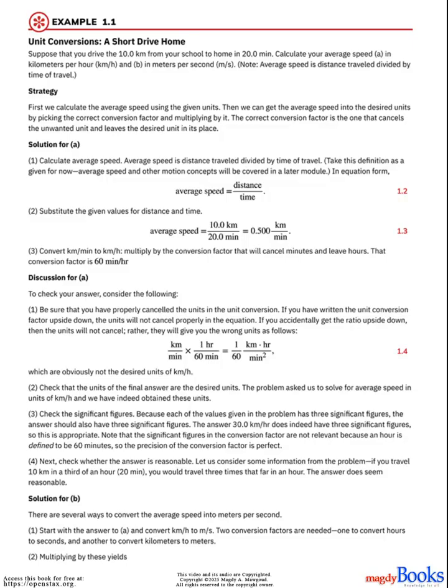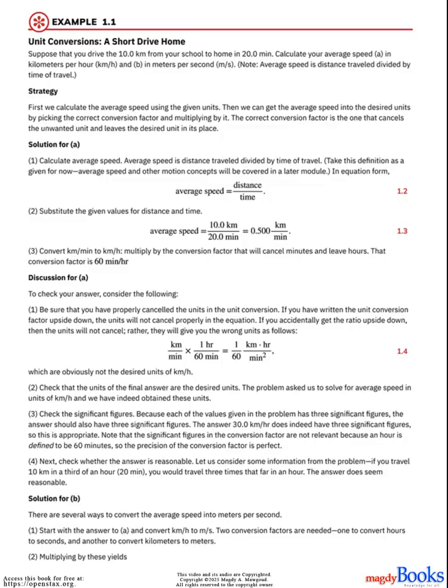Note: average speed is distance traveled divided by time of travel. Strategy. First we calculate the average speed using the given units. Then we can get the average speed into the desired units by picking the correct conversion factor and multiplying by it. The correct conversion factor is the one that cancels the unwanted unit and leaves the desired unit in its place. Solution for A. 1.